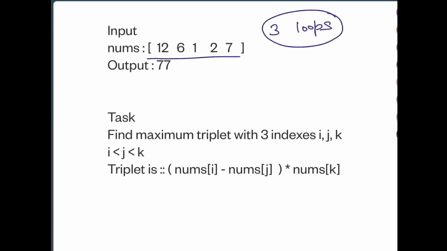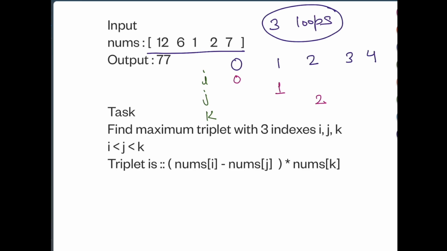For example, if these are your numbers, your indexes are going to be 0, 1, 2, 3 and 4. You have three indexes to choose, i, j and k, and the condition is i should be less than j and j should be less than k. In this case, your starting point will be i at 0, j at 1 and k at 2. It means you start i at the initial value, j should be i plus 1 and k should be i plus 2, and then you will have to run your loop, and your first pair will be 0 and 1, and k will go from 2 to 3 to 4.